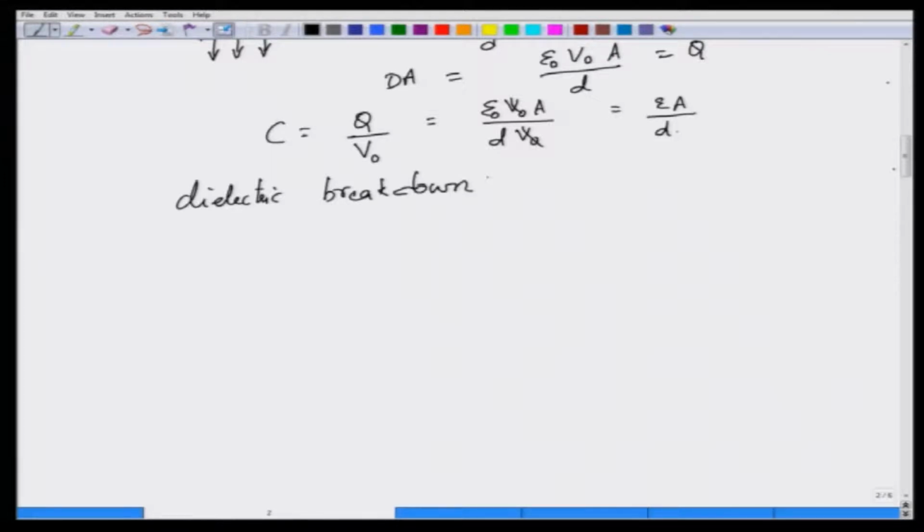So, there is a dielectric breakdown strength, and since electric field is related to the voltage, you can either quote the breakdown strength in terms of the electric field E or in terms of the maximum voltage that you can apply.